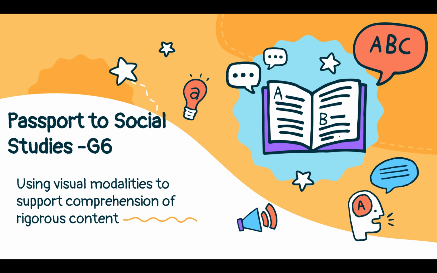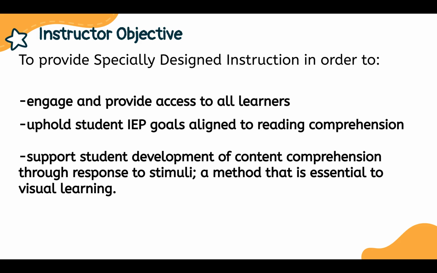Today we're going to be looking at how we can support our students' comprehension of rigorous content through the use of visual modalities. This video is aligned to the 6th grade curriculum in Passport to Social Studies. Today we'll be using visual supports in order to provide specially designed instruction that will engage and provide access to all learners, uphold student IEP goals aligned to reading comprehension, and support student development of content comprehension through response to stimuli, a method that is essential to visual learning.